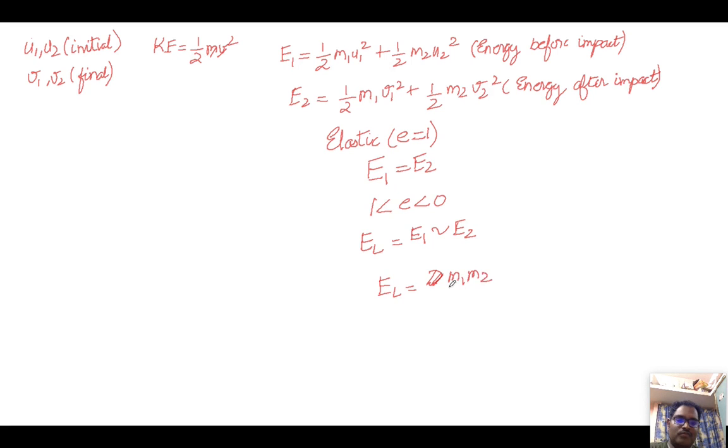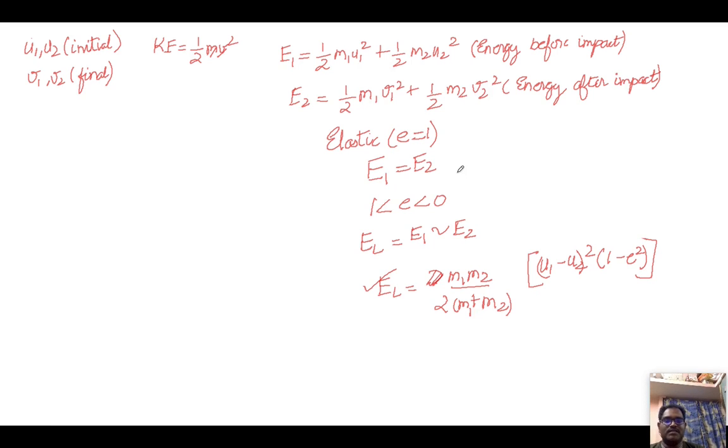If you derive it, your loss in kinetic energy is equal to m1 m2 divided by 2 into m1 plus m2, into u1 minus u2 the whole square, into 1 minus e square. Please do remember this formula. This is where you will have your energy loss, which is present because your restitution is neither 1 nor 0. With this definition, we'll directly get into the problem.